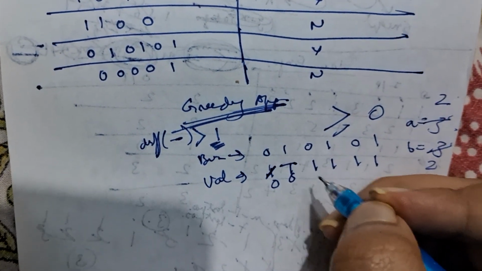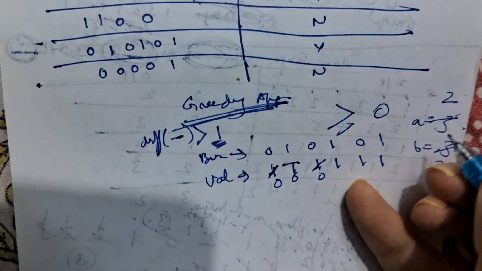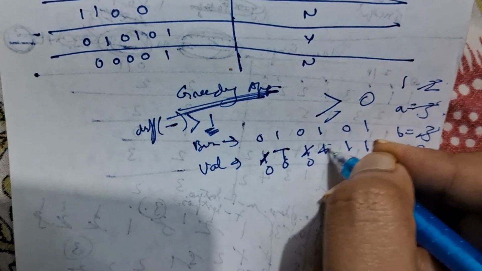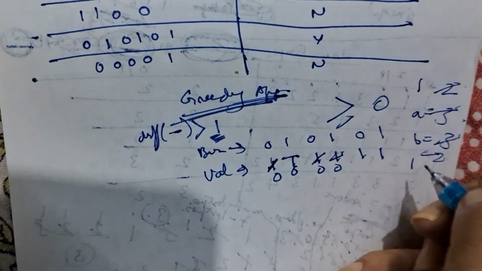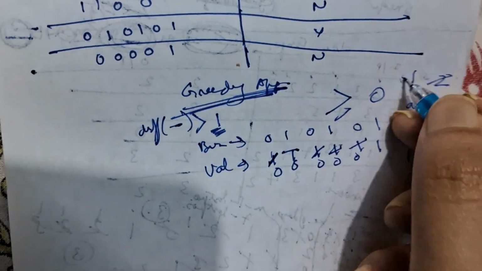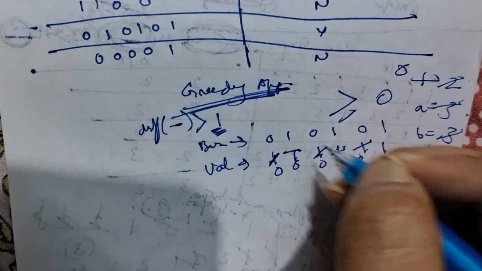2 minus 2, 0, not greater than 1. Make this 0, this becomes 1. 2 minus 1, 1, not greater than 1. Then this, 1 minus 1, 0, not greater than 1. So this becomes 0, 1 minus 0, 1, not greater than 1.